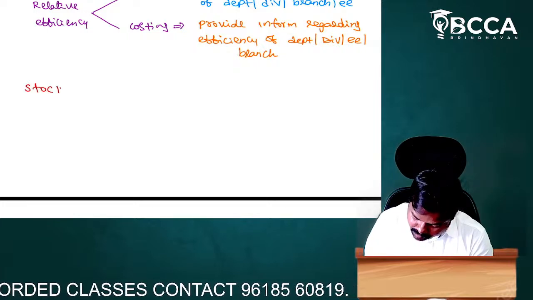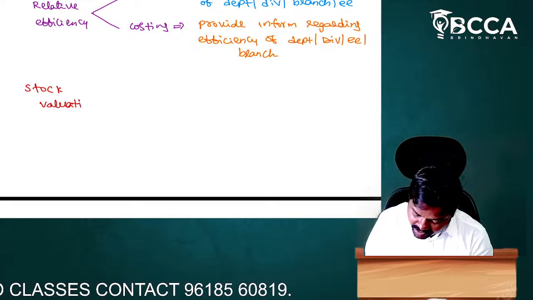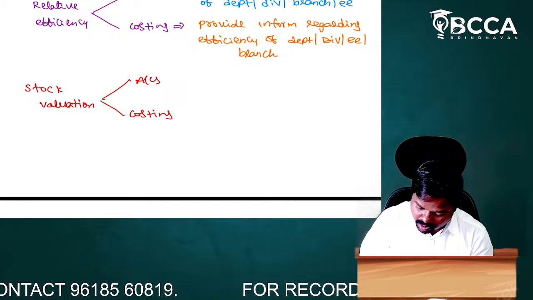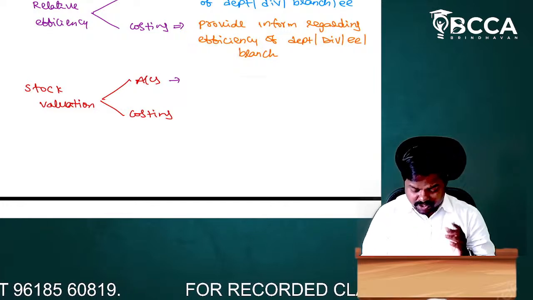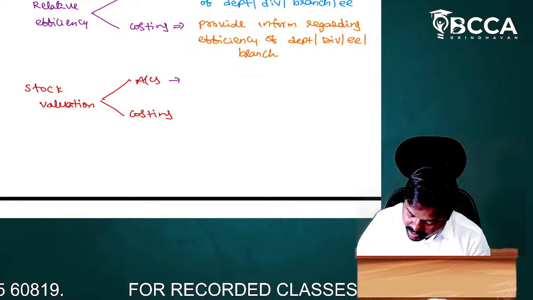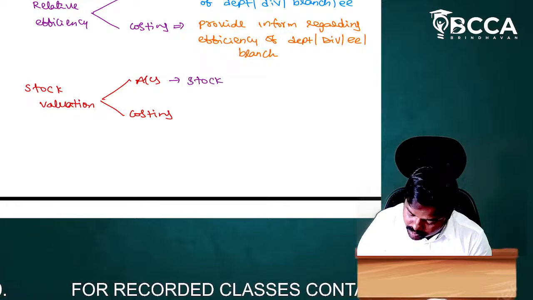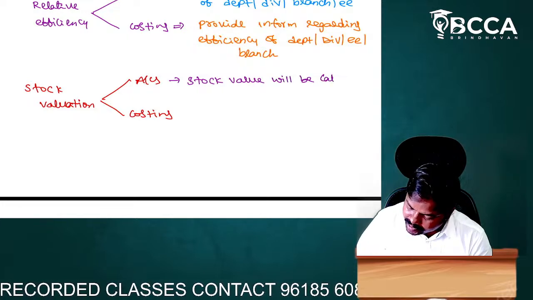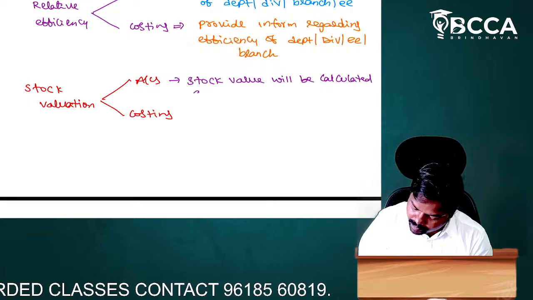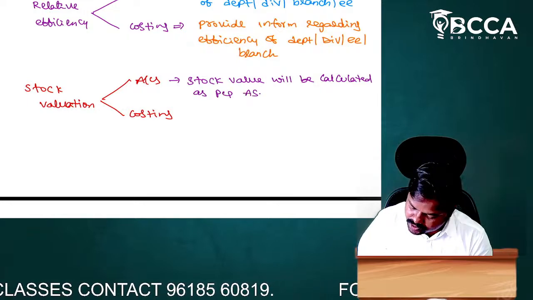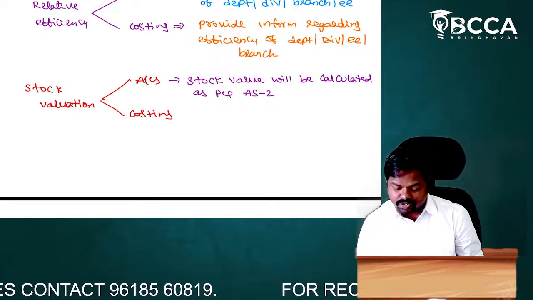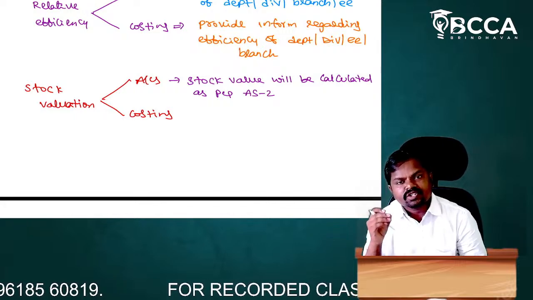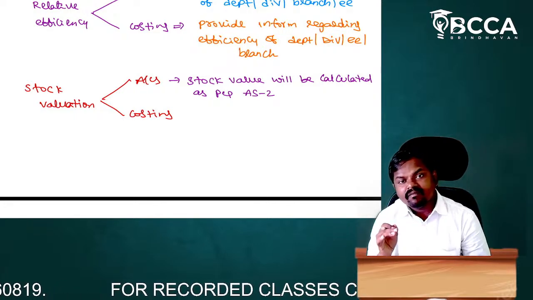Next, difference: stock valuation. Accounts as well as costing. Under accounts, stock value will be calculated as per AS2. It means if you study accounts, you will know that according to AS2, stock will be valued at cost or NRV, whichever is lower.